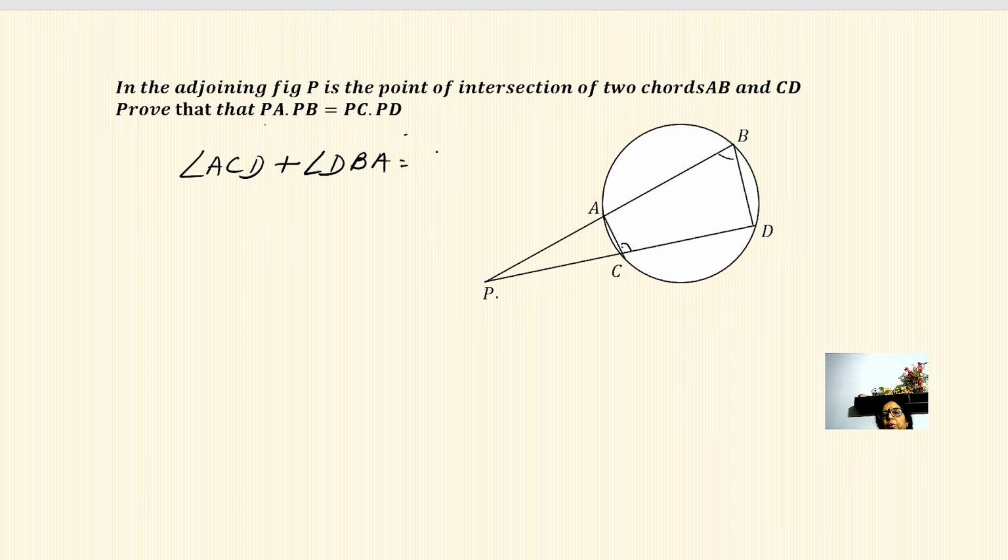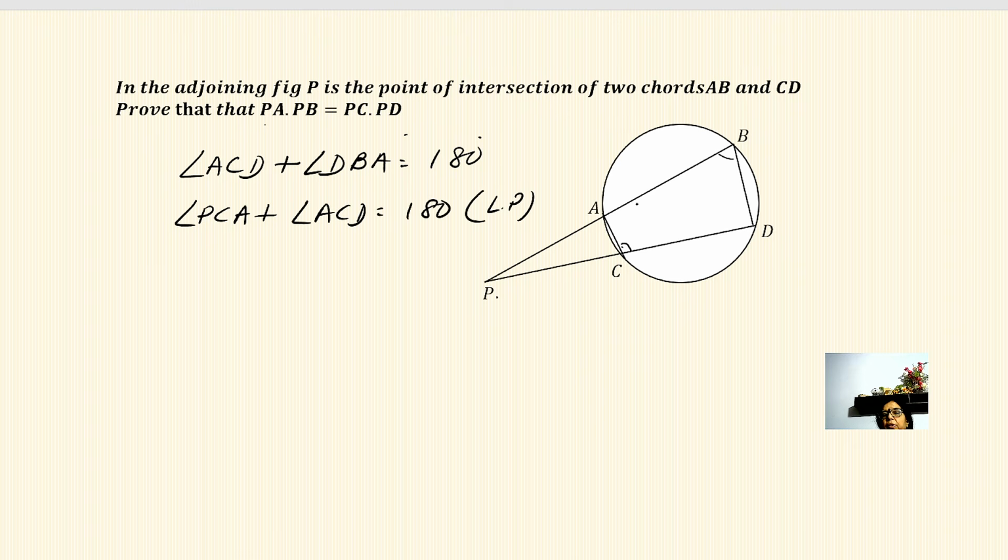This is equal to 180 degrees. But if you look at this chord CD or DC, it has been extended over here. So PD is a straight line. So we can say angle PCA plus angle ACD is equal to 180 degrees, this being a linear pair.